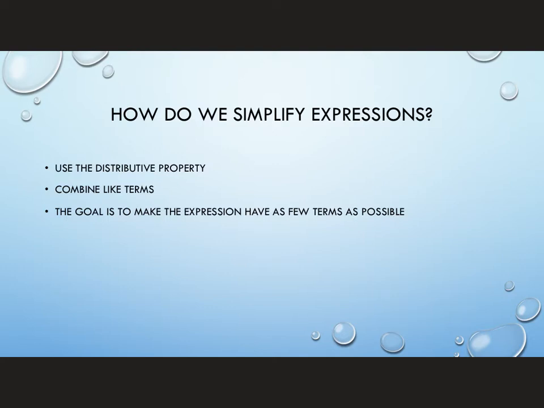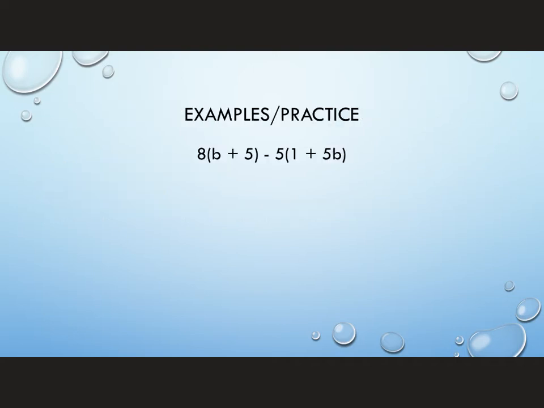How do we simplify expressions? And that's what I was just sort of talking with you about. So we do multiple things. We use the distributive property. We combine like terms. The goal is to make the expression have as few terms as possible. That's what we're looking for, as few terms as possible. And we don't want any like terms left alone. So let's look at how we do that in practice.